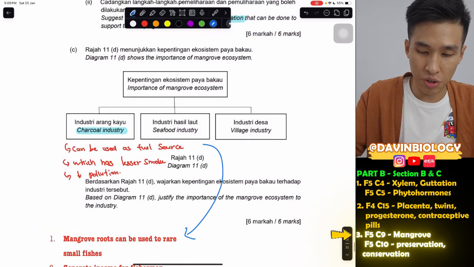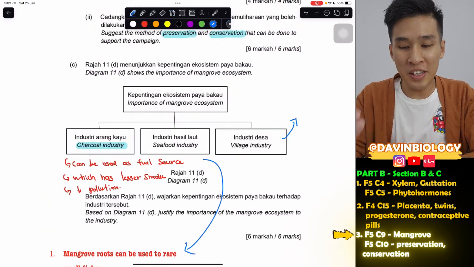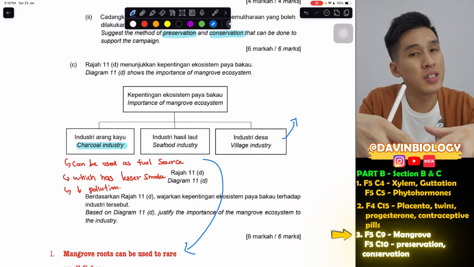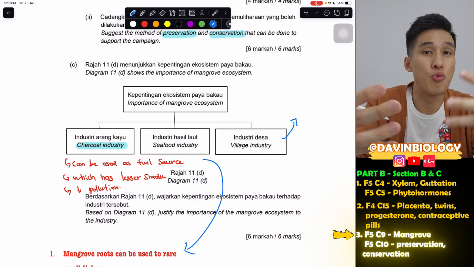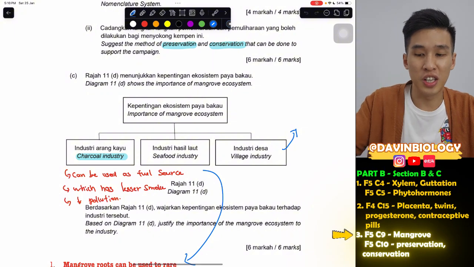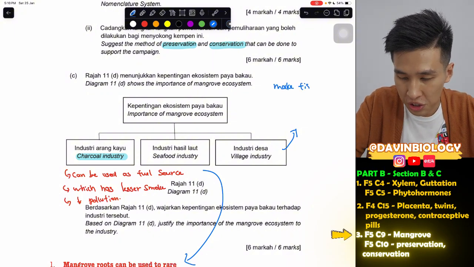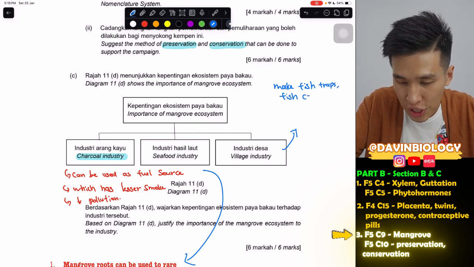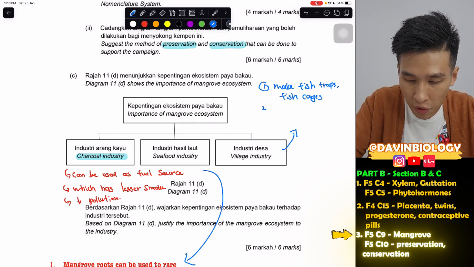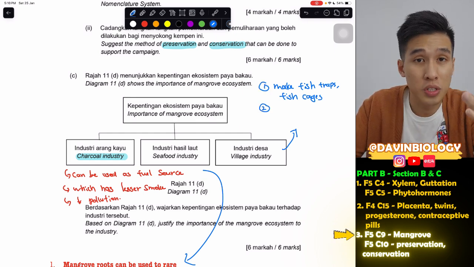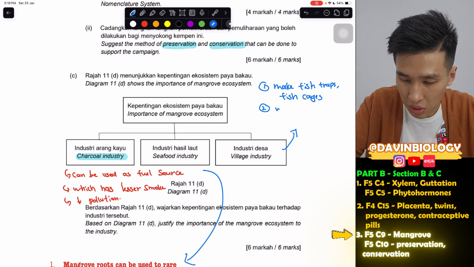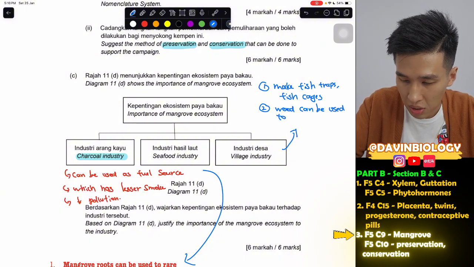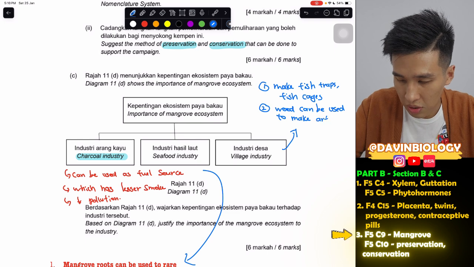And village industry, it's not very funny. Meaning those kampong people can use the mangrove to make stuff to also generate income, just like how they rear fishes. For example, they can use the mangrove wood to make fish traps, fish cages. Sounds a bit weird, but that's the exact thing you can use it for. You also can use the wood to make art and craft, so you can say the wood can be used to make art crafting.